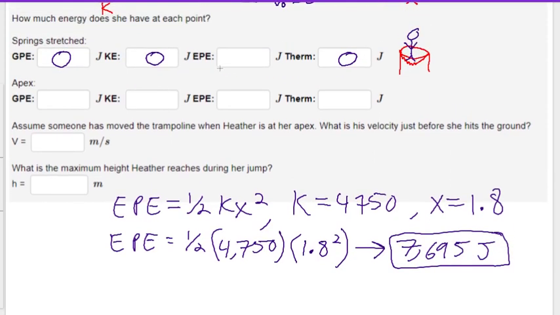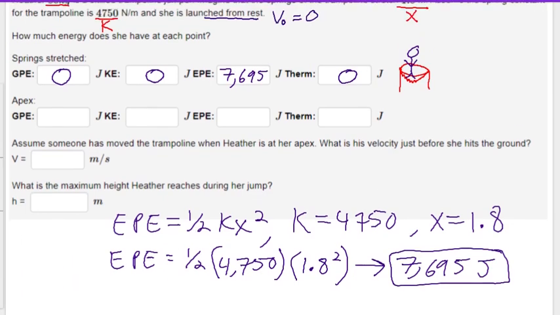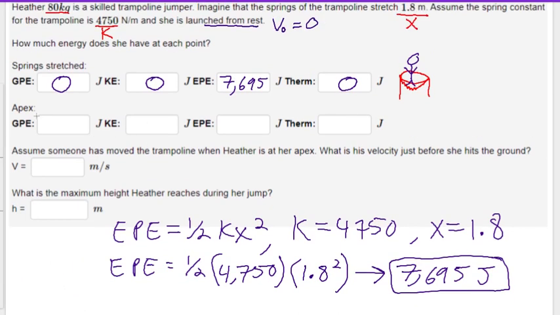Go ahead and take that and plug that into our answer up above, 7,695. Now that we have that, we can move on to the next part. The next part asks us for the apex. Well, we know at the apex that our velocity is 0 because we're not moving at the apex, so this is still 0. Again, no mention of air resistance or friction, so our thermal energy is 0. At the apex, we're no longer on the trampoline, which means that our elastic potential energy should be 0 because our springs are no longer stretched.